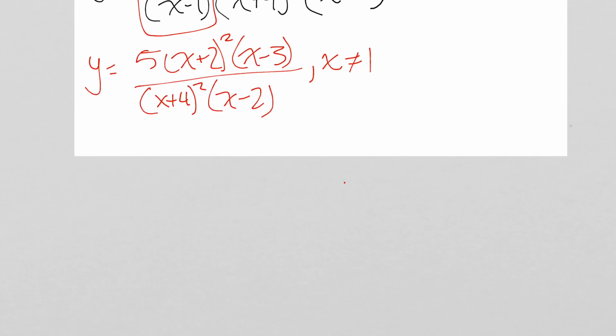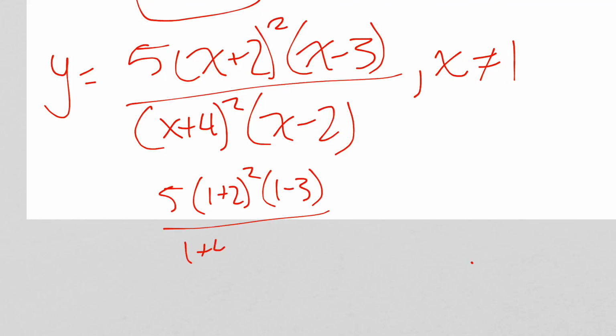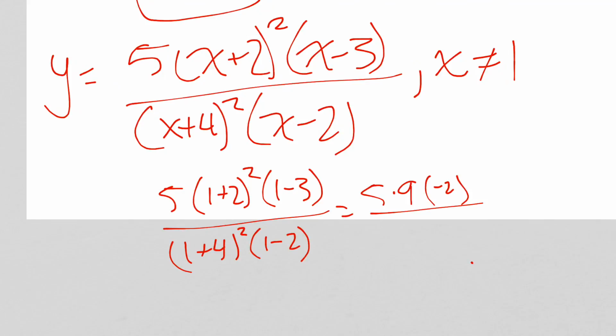So what is the y value of that hole? It is going to be whatever we get: 5 times 1 plus 2 squared times 1 minus 3, over 1 plus 4 squared times 1 minus 2. And you can simplify that. 1 plus 2 is 3, squared is 9. So I have 5 times 9 times 1 minus 3, which is negative 2, over 1 plus 4 is 5, squared is 25, times 1 minus 2 is negative 1.